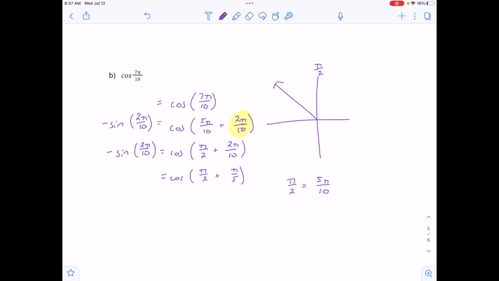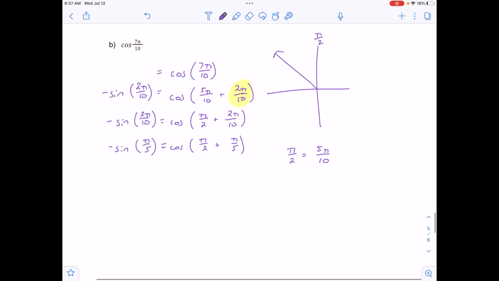And in fact, 2 pi by 10, that number in the bracket, is pi over 5. And that is what we were given at the beginning, right? We were told that sine of pi by 5 is 0.5878. And so we can simplify this. We can say, well, cosine of 7 pi by 10 is negative sine pi by 5, which is negative 0.5878.